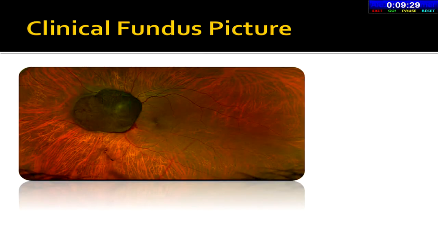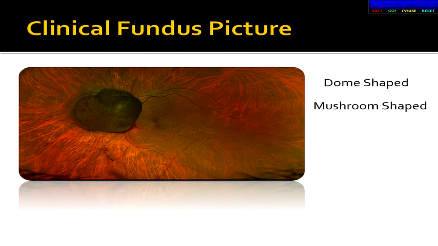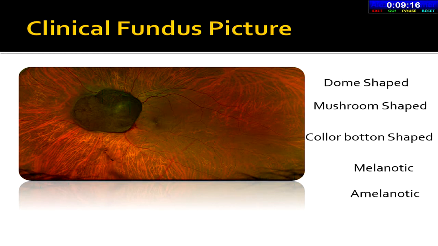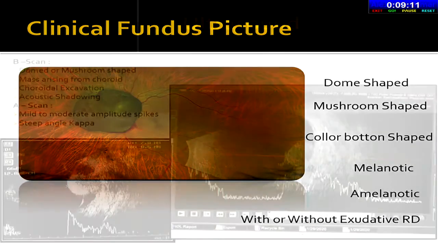In clinical features, we see a dome-shaped choroidal mass, which may be pigmented or non-pigmented. When you see a mushroom shape, that means it has broken through Bruch's membrane and come internally. And then it may be associated with retinal detachment, exudative retinal detachment.